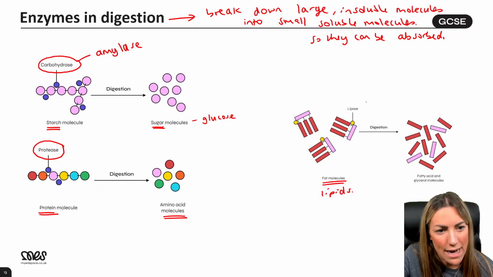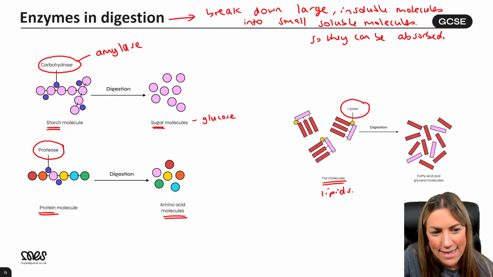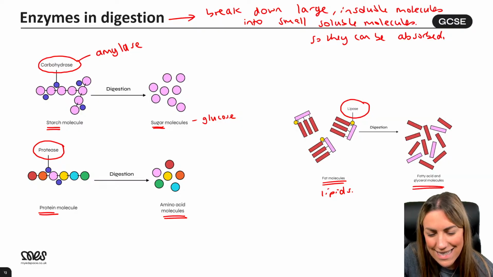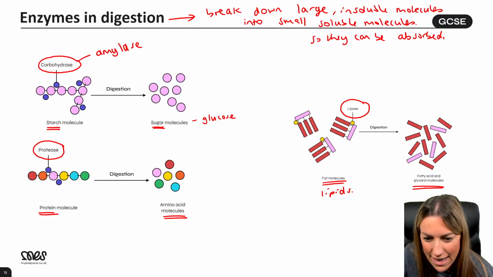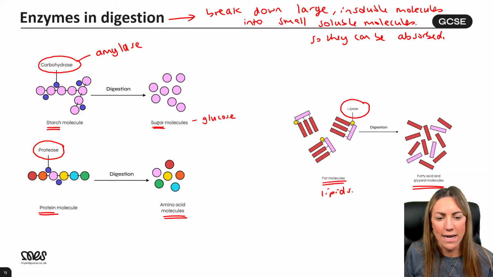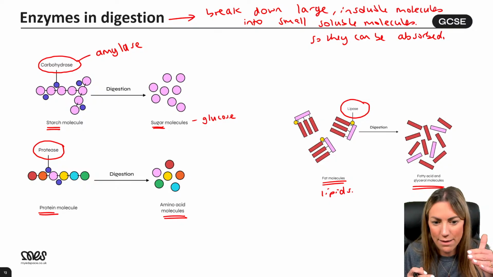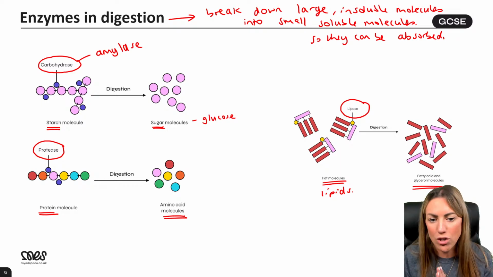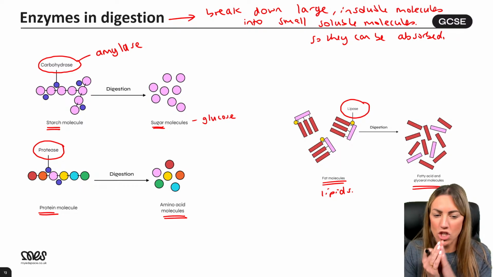They're broken down by lipase enzymes, which digest the lipids, which are large and insoluble, into fatty acids and glycerol, okay? So what are we learning on this page? We're learning the name of the enzyme, what it breaks down, so the enzyme substrate, if you like, and the products of digestion that can then be absorbed.